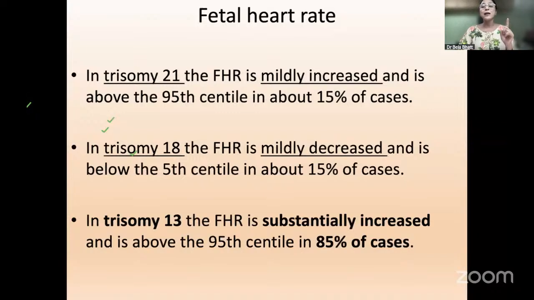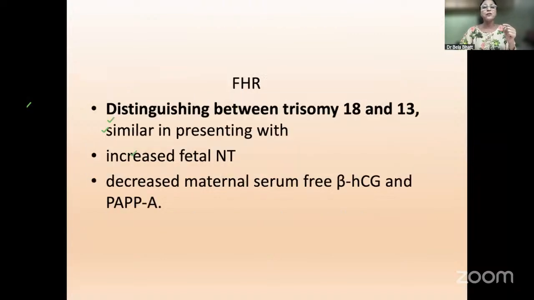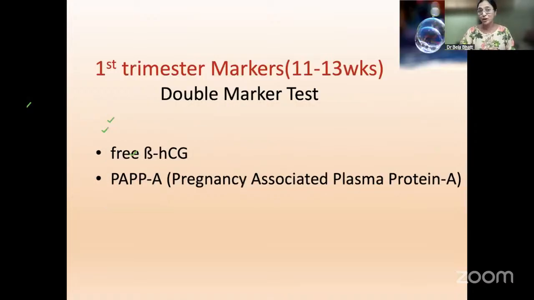Now, one more marker which is important, which we always take into account, is the fetal heart rate. Why? Because trisomy 21 leads to mild tachycardia, trisomy 18 leads to mild bradycardia, but in trisomy 13, there will be substantial tachycardia. Now, why is it important? Because in trisomy 18 and 13, you'll find there will be increased NT, and both beta HCG and PAPP-A are on the lower side. But when you look at the fetal heart rate, it will be significantly tachycardic in trisomy 13, and that's where it helps us in this calculation.